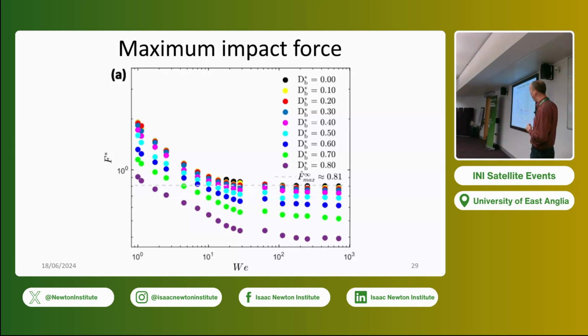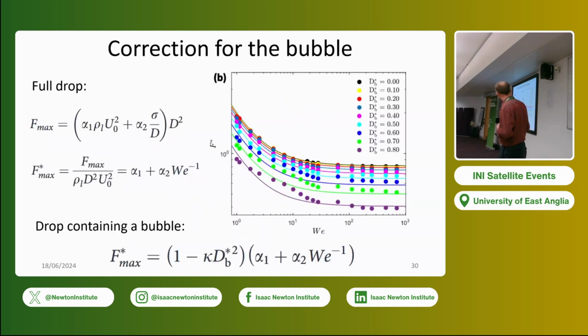So to understand this decrease, what we can do is to make a correction. Instead of taking the capillary force that is applied over the whole area of the drop, we apply a restriction here: the maximum pressure is applied only in the region where there is liquid above. That corresponds to removing the part where there is a bubble. And if you apply this simple correction, you observe that there is a very good match with numerical simulations.